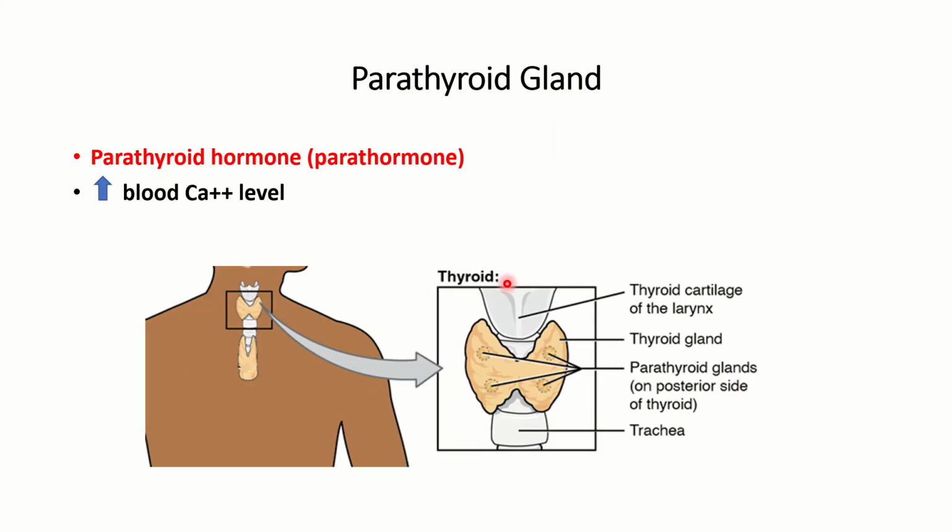And the parathyroid glands, there are four of them. They are located in the posterior part of the thyroid gland. And if the level of calcium is down, they break down the bone, so-called bone resorption, and osteoclast activity increases, and that will cause an increase in calcium level, also an increase in calcium reabsorption from the kidney, and calcium absorption from the intestine.